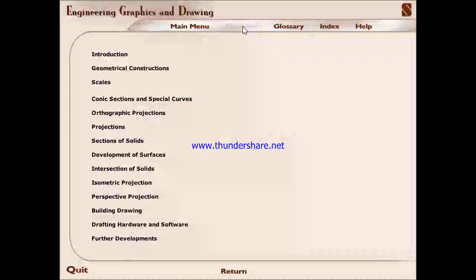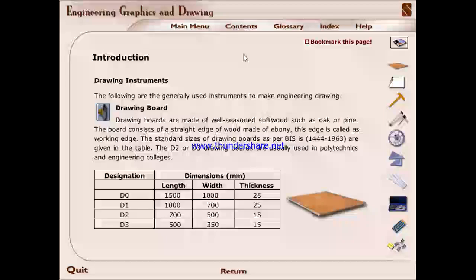What are the contents available in engineering drawing, and in the introduction class we studied the drawing instruments, like drawing board and drawing sheet and T-square, mini drafter and protractor, set square and scales, and instrument box, pencils and some other accessories.